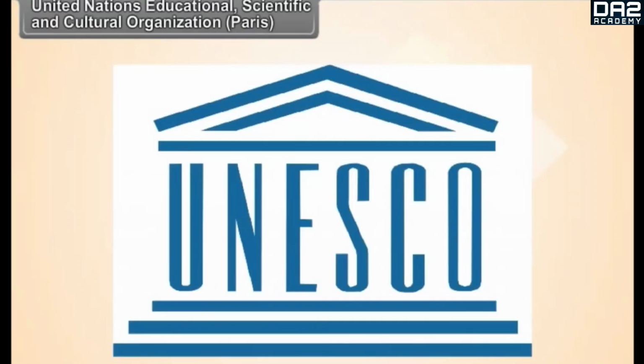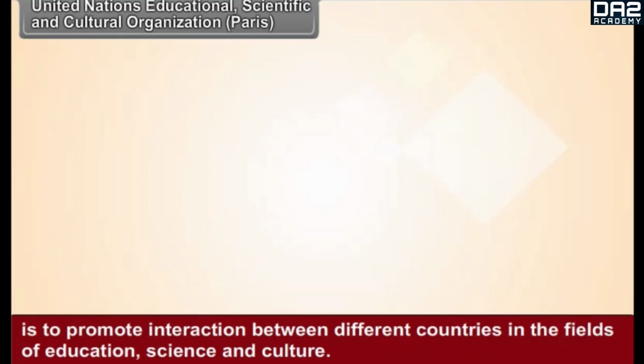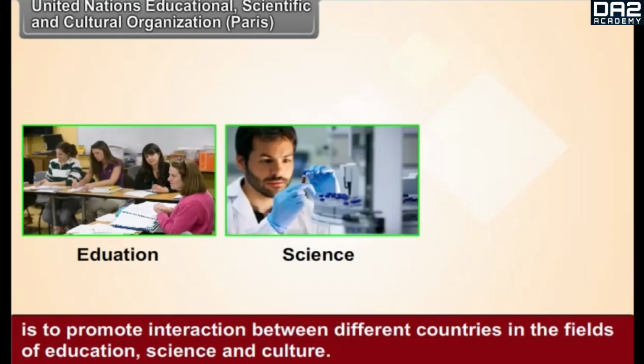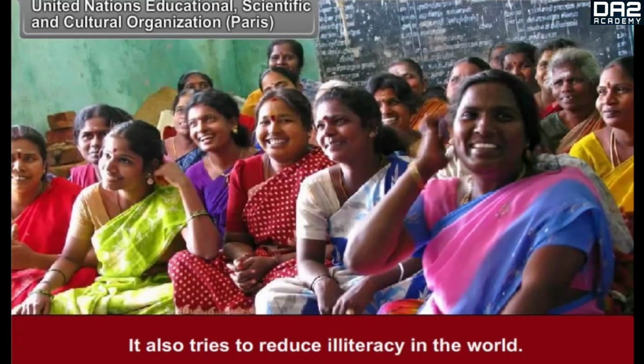United Nations Educational, Scientific and Cultural Organization, Paris. The main function of this organization is to promote interaction between different countries in the fields of education, science and culture. It also tries to reduce illiteracy in the world.